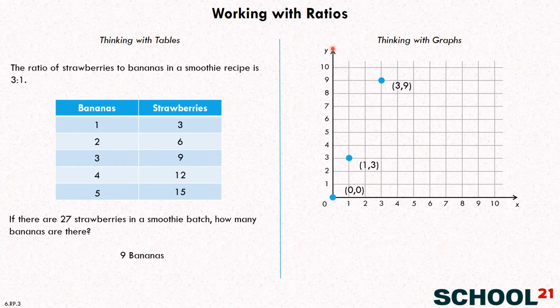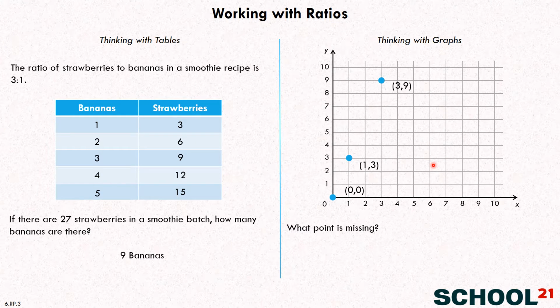So what I've done over here is I've graphed some of the points that are in this table right here on this graph. You can see there's 1, 3, where bananas must be the X, right? Because that's the first number. And strawberries must be the Y. That's this first point here. You can see there's 3, 9 from right here. What is a point that's in this table that could fit on this graph that's missing?